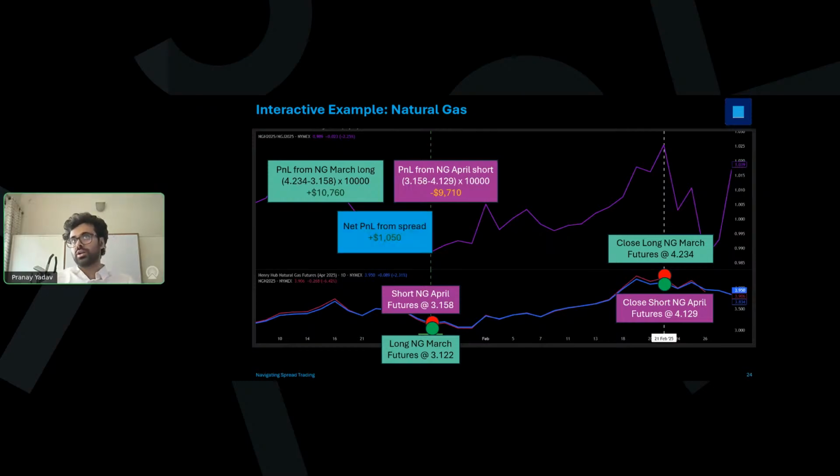However, that's not all, right? Because this was a spread position, your overall position's payoff actually combines the payoff from both leg one and leg two, right? Your net P&L from the spread is actually still positive. So despite the fact that you made losses on the April leg of this position, they were more than offset by the profits that you made on the March leg of this position. Because March outperformed April, the spread position paid off and it was still profitable.